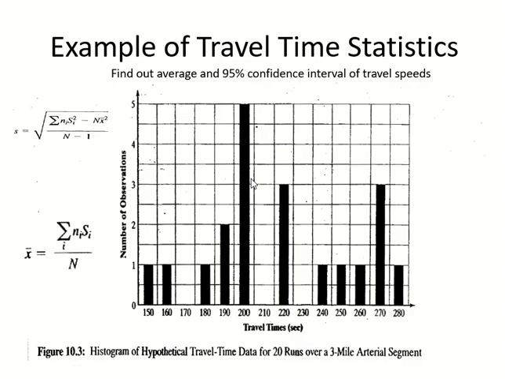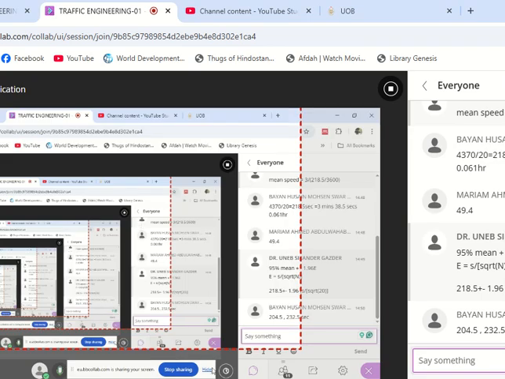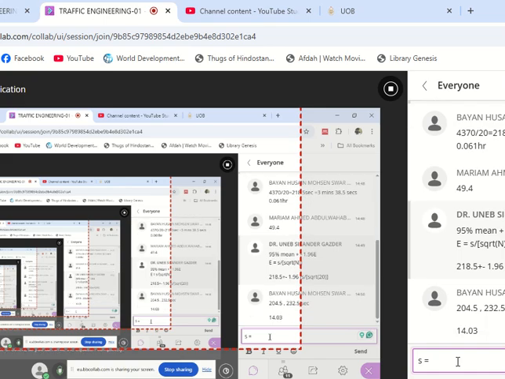So what was the standard deviation, Bayan? How much was the standard deviation? Just for the sake of others, so we can write the equation completely. What is the standard deviation? 14.03.